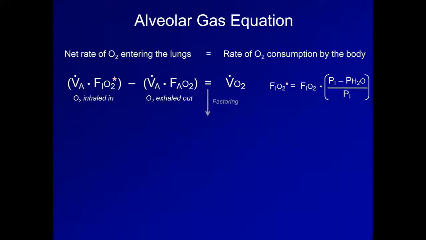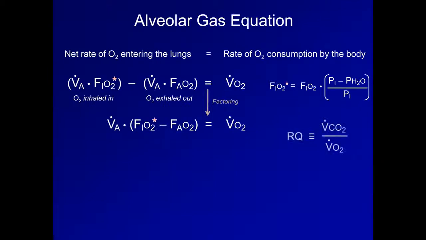From this first step, we'll factor out the alveolar ventilation. Then we'll use the definition of the respiratory quotient. If you remember from lecture 16, the respiratory quotient is defined as the ratio of the rate of carbon dioxide produced by metabolism to the rate of oxygen consumed. The respiratory quotient can be measured for an individual patient, but this is an extremely cumbersome task and instead is usually assumed to be 0.8. Another supplementary lecture discusses the respiratory quotient in more detail.